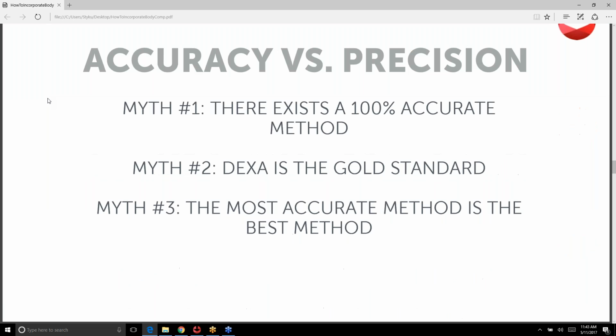Okay, accuracy versus precision. Now, there are a few myths, and we're starting with accuracy versus precision. The first myth is really important. The first myth is that there is a 100% accurate method for measuring body fat.